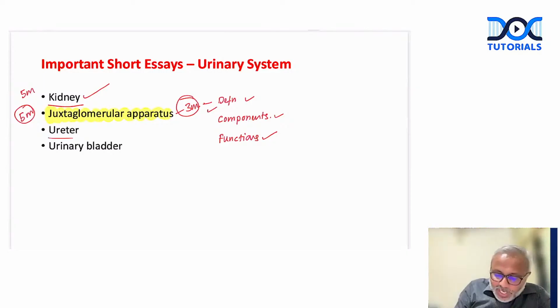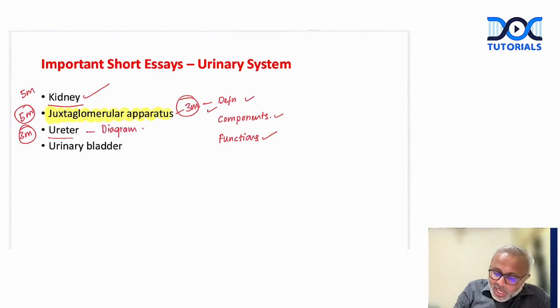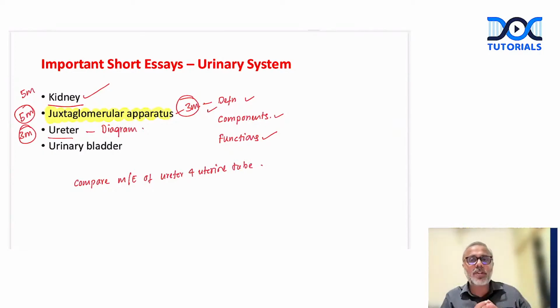Then ureter. Very often we have seen questions on ureter, which is a 3-marker, and more often it is the diagram. Draw a neat labeled diagram of microscopic structure of ureter. Okay, this is one question. Apart from this, I'll tell you what are the other questions we have got. Compare the microscopic structure of ureter and uterine tube.